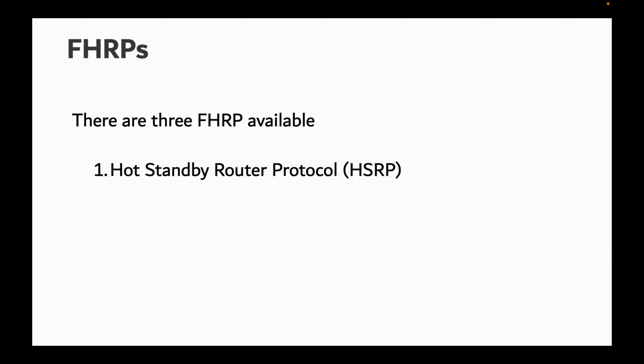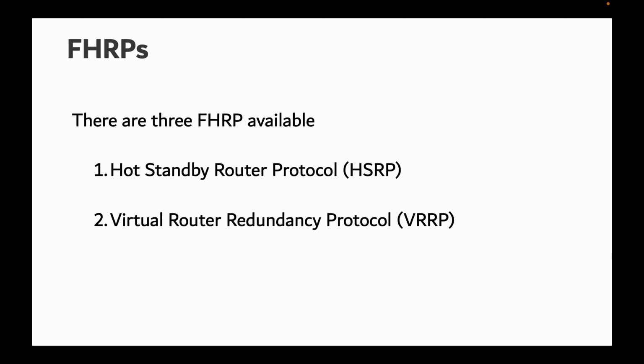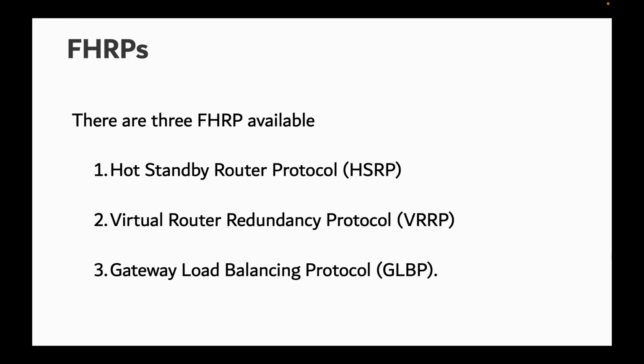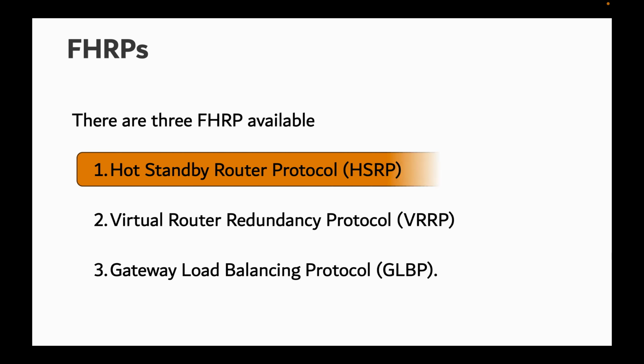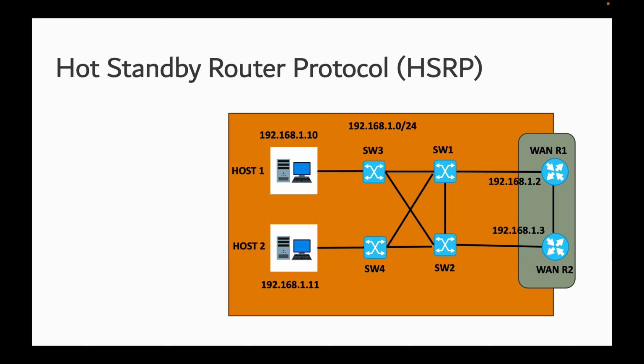There are three FHRP or first hop redundancy protocols available. The first one is HSRP, also known as Hot Standby Router Protocol. The second one is VRRP, Virtual Router Redundancy Protocol. And the third one is Gateway Load Balancing Protocol. But our CCNA curriculum focuses only on HSRP. So let's go ahead and discuss HSRP, also known as Hot Standby Router Protocol.